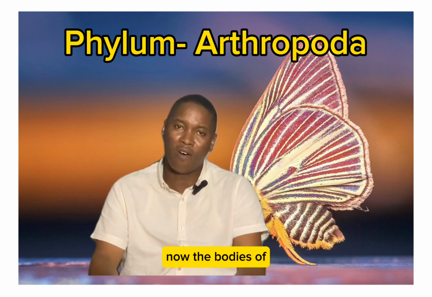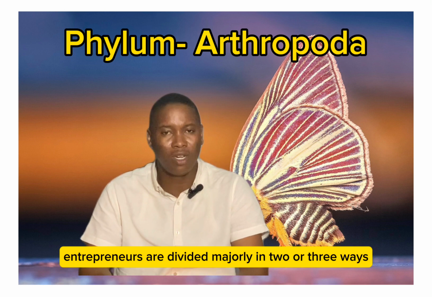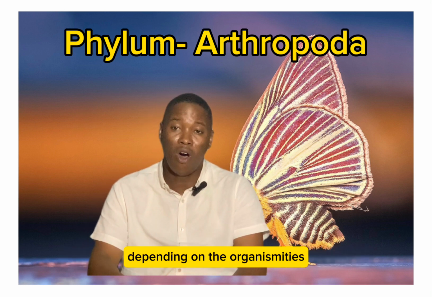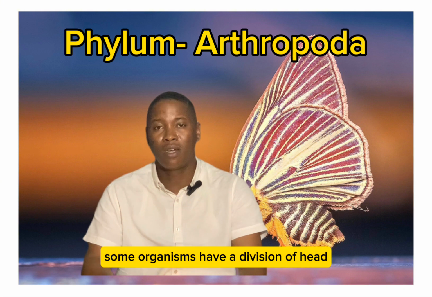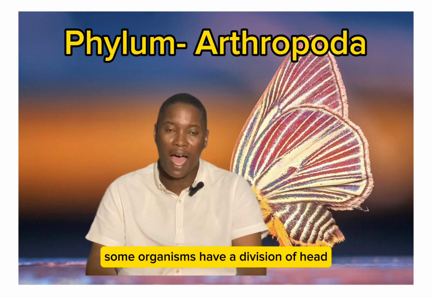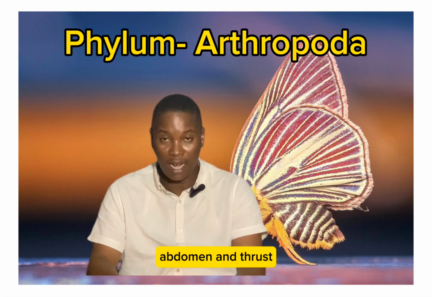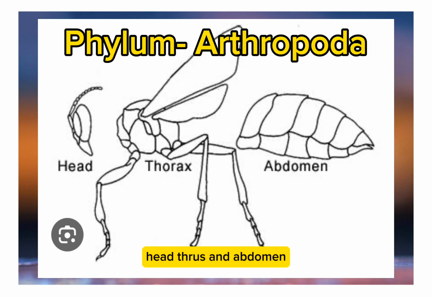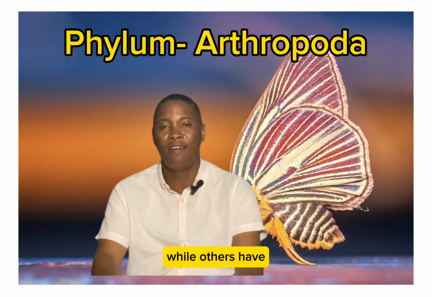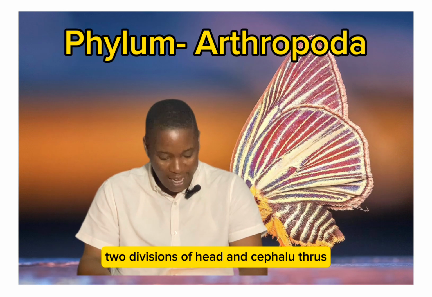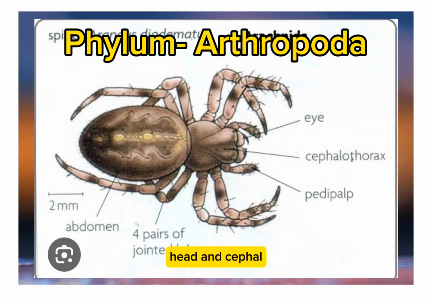Now the bodies of arthropods are divided majorly in two or three ways depending on the organism. Some organisms have a division of head, thorax, and abdomen. While others have two divisions of head and cephalothorax. This is important to note.